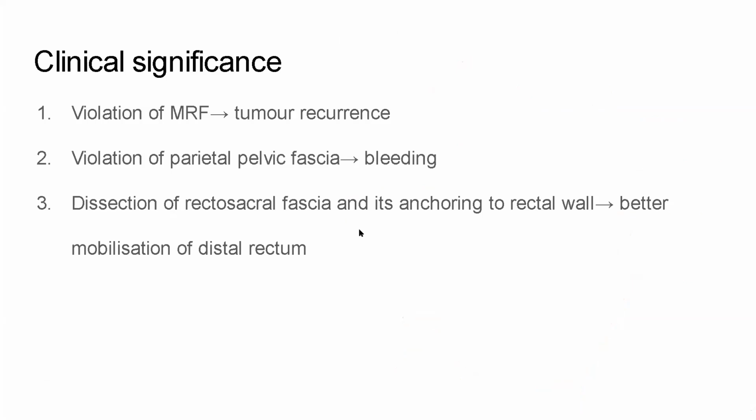pararectal fascias? First is, if there is violation of the mesorectal fascia, that is, if you're dissecting close to the mesorectal fascia and violating it, this will lead to tumor recurrence. Second is, if on the other hand we violate the parietal pelvic fascia, there can be bleeding from the presacral venous plexus. Third is dissection of the rectosacral fascia and its anchoring of the rectal wall, like I told. This gives better mobilization of the distal rectum.